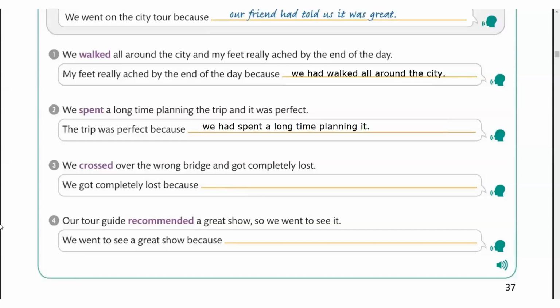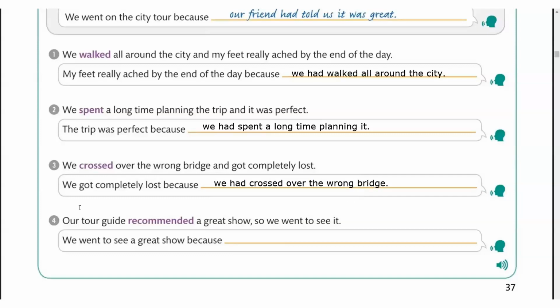Number three, we crossed over the wrong bridge and got completely lost. We got completely lost because we had crossed over the wrong bridge. That's unfortunate. All right. It's not fun getting lost.